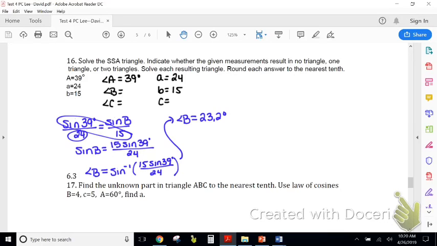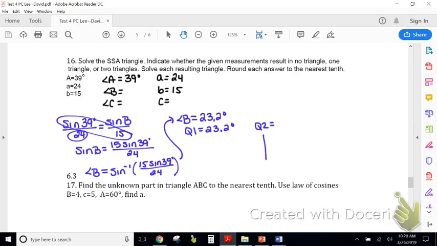But now remember, when we're looking for the sine of an angle and it's positive, because 15 sine of 39 over 24 is positive, it can be in quadrants 1 or 2. So this is obviously a quadrant 1 angle. But we need to see, is there a quadrant 2 angle that will work?